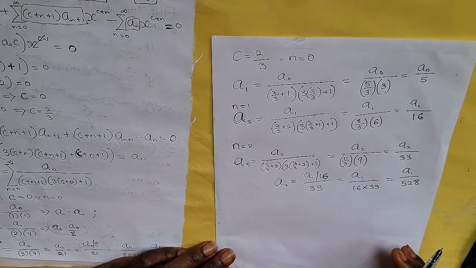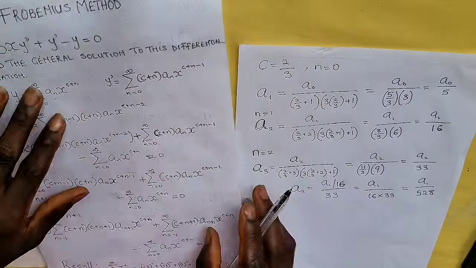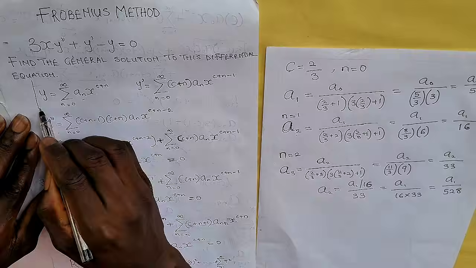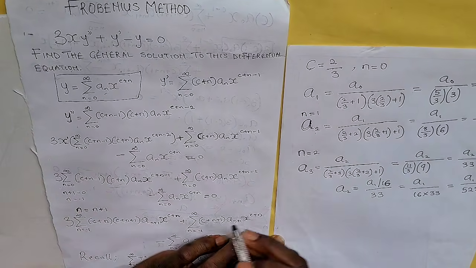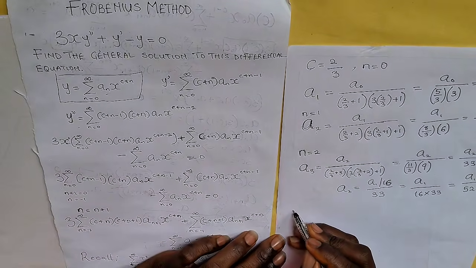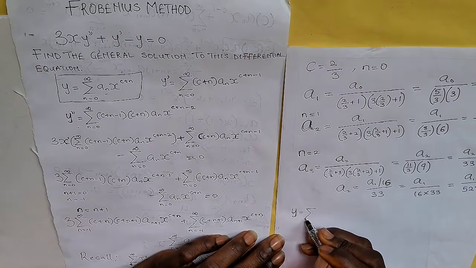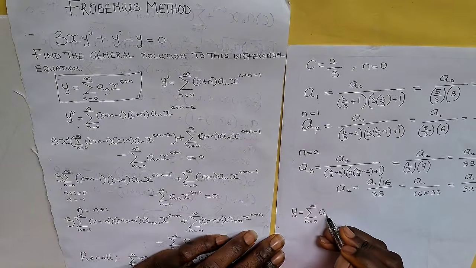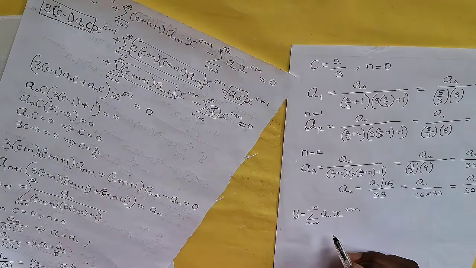Now I'm going to write the general solution. The question says we find the general solution, and I've said the general solution is of this form. That's what we said there. So for when c is equal to 0, what would the general solution look like? Why is this the general solution? Let's recall. So we can recall that this is the general solution.